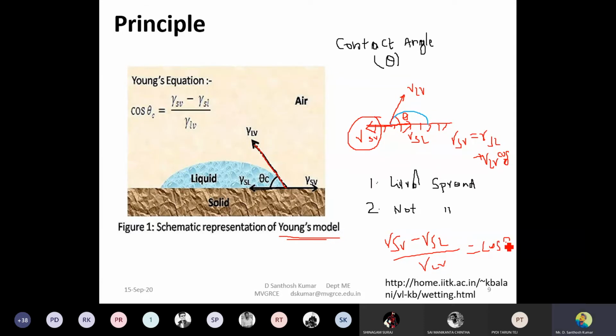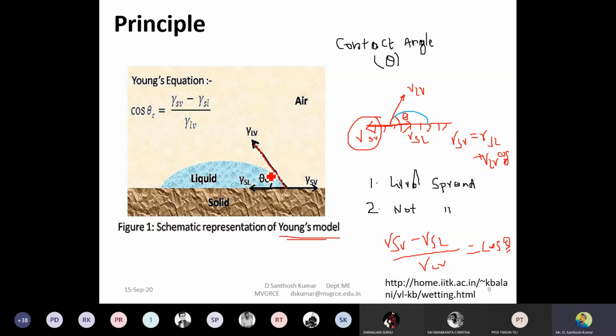Is equal to cos theta. So you can clearly see that you are simply deriving your theta value. So now theta is equal to cos inverse of (gamma SV minus gamma SL) divided by gamma LV. So like that you can easily measure the theta value.